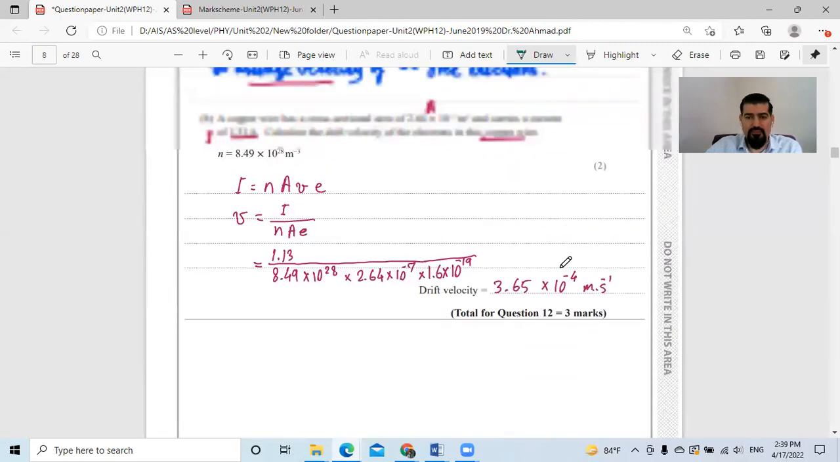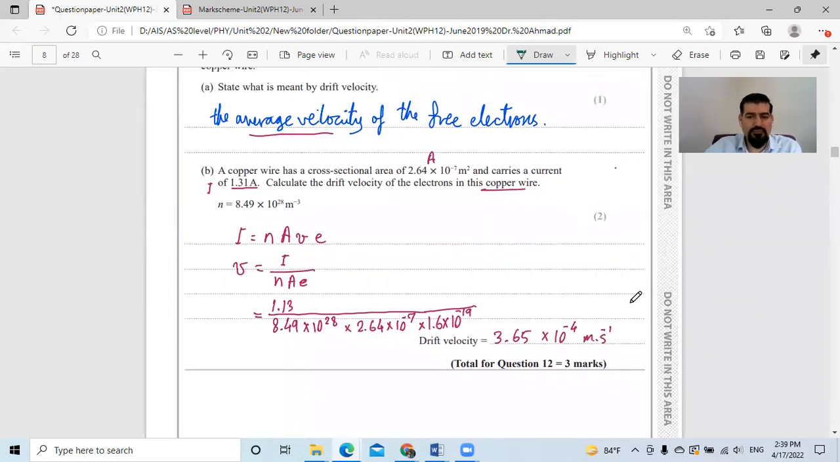Yes, you can take a screenshot. Take a screenshot. Yes.